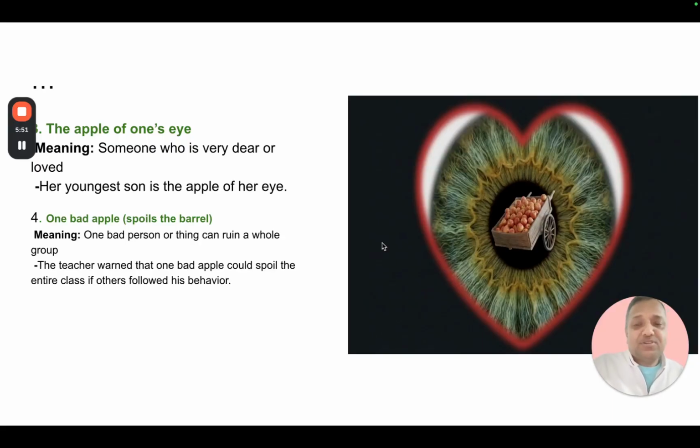The next one, bad apple. One bad apple usually comes with spoils the barrel. I think here you can guess the meaning. One bad person or thing can ruin a whole group. That's the meaning of this idiom. For example, the teacher warned that one bad apple could spoil the entire class if others followed his behavior. So one person doing something wrong is spoiling the others' tasks. That's the meaning implied here.